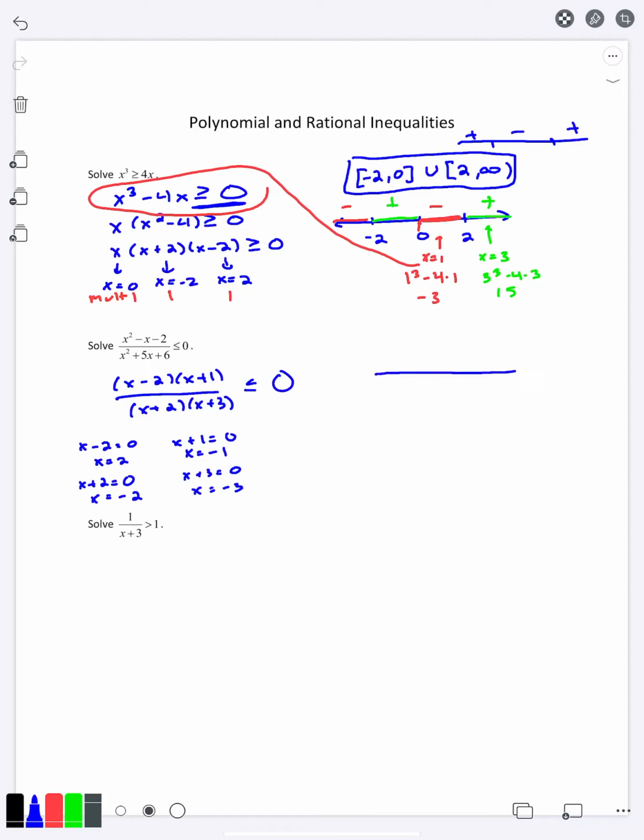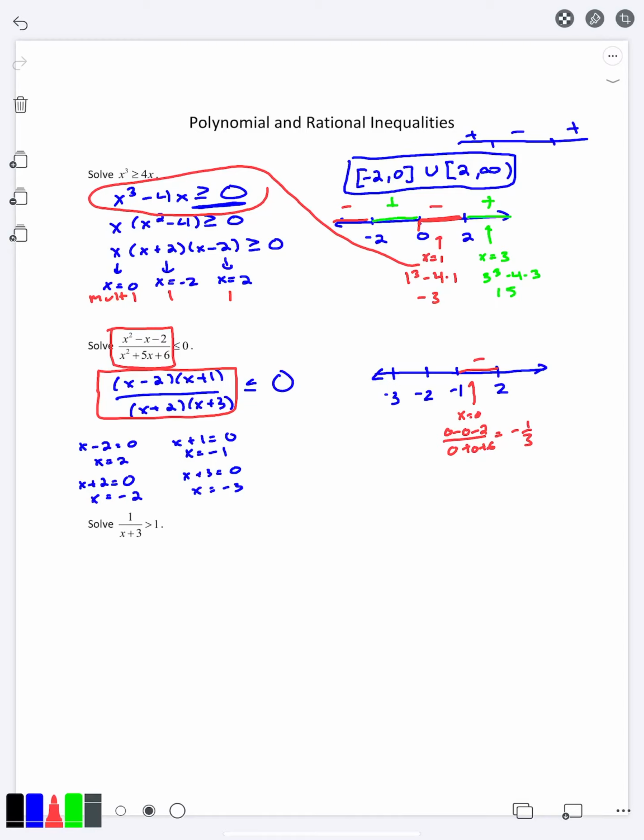And so on my number line here, I mark 2, negative 2, negative 3, and negative 1. So for my 1 value here, I'm going to plug in 0, and I go again over to this left-hand side here. Now you can use the factored version or the non-factored version, whichever is easier for you. I'm going to use the non-factored: 0 minus 2 over 0 plus 6. I get a negative 1/3 again, which means it's all negative there.